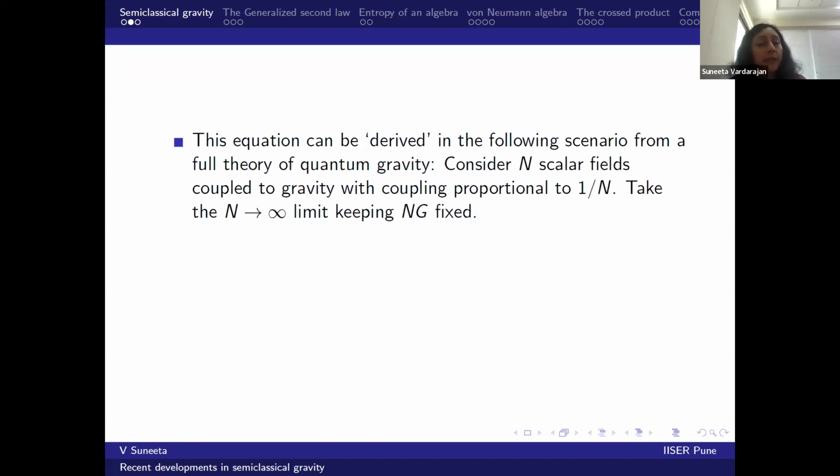So these are two technical results, which I will just mention here. The first result is if you consider n scalar fields coupled to gravity with coupling proportional to 1 by n, and you take the limit that n goes to infinity, keeping n times the Newton constant fixed, then you can derive this equation. This equation sort of pops out. This is one technical result.